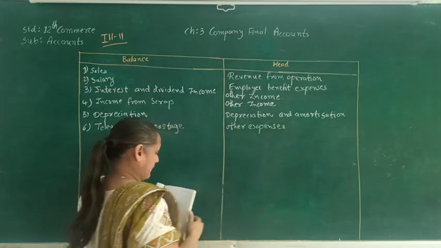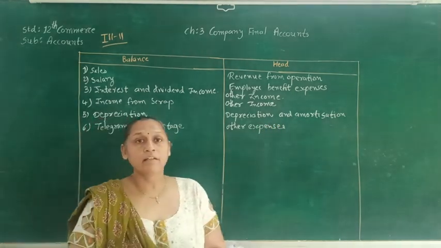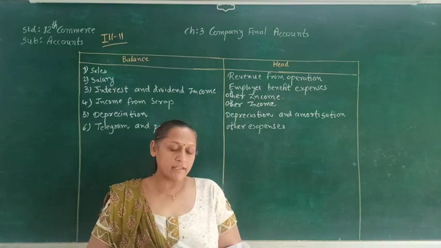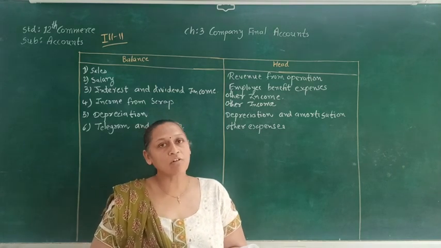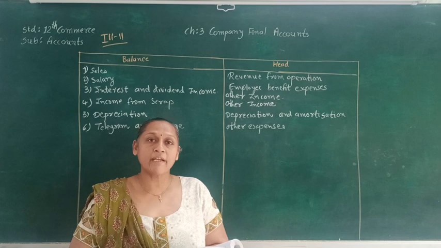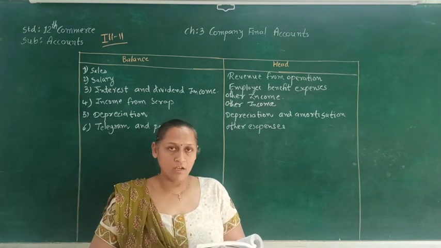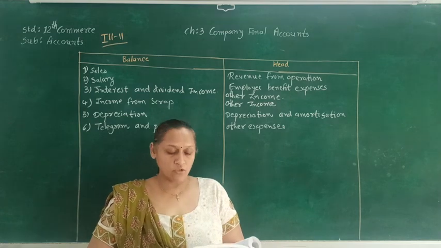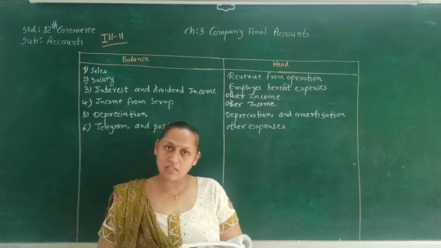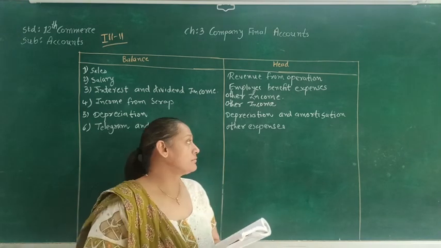After that, the other balance is interest on loan. Interest on loan is interest paid on capital that is taken from other people to run the business. So that is treated as a finance cost of a business.